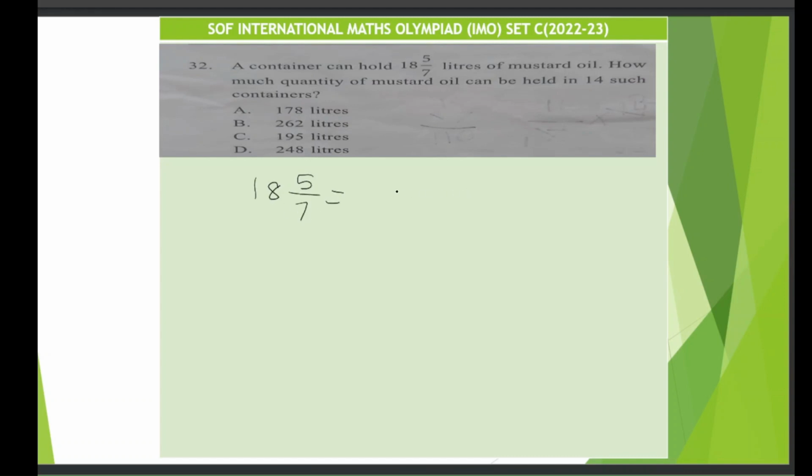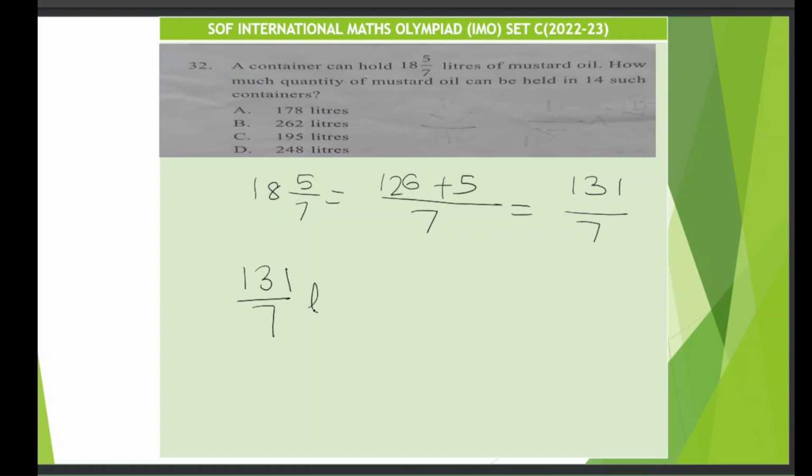So 18 into 7 is how much? 8 sevens are 56. 5 gets carried over. 1 seven is 7. 7 plus 5 is 12. So it's 126 plus 5 by 7. Okay. So it will be 131. If we add 126 with 5, it will be 131. 131 by 7. Now, in order to find the quantity of mustard oil, we just need to multiply 131 by 7 liters.